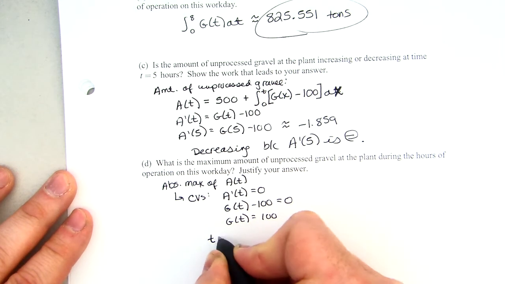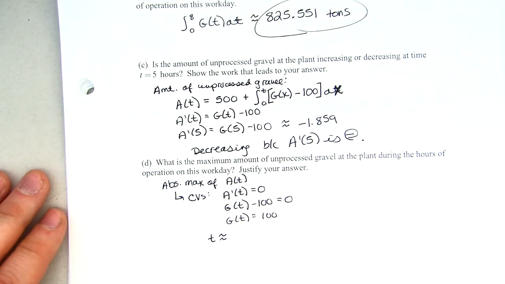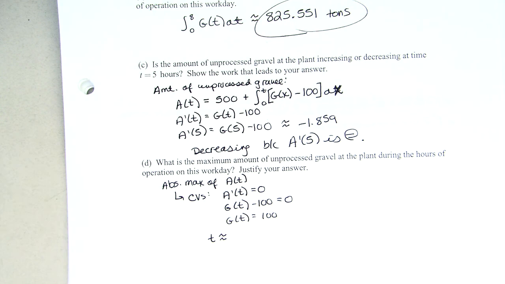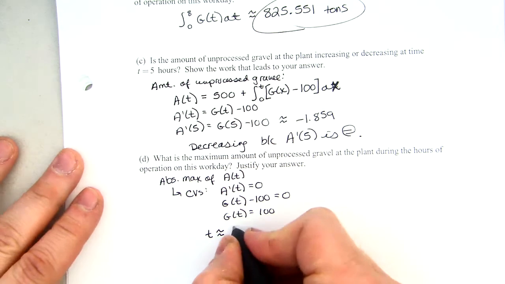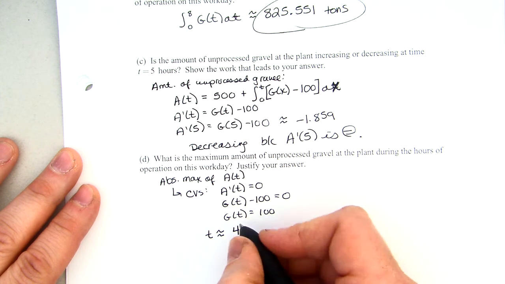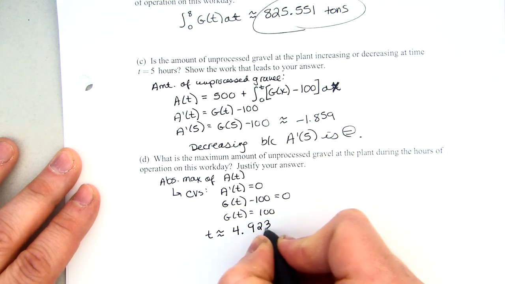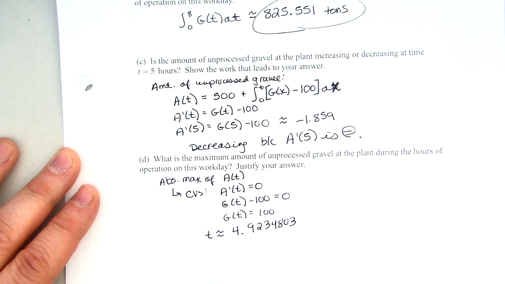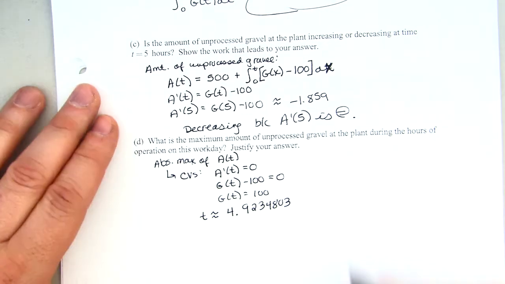I feel like in this case there's only one critical value. You could certainly have more than one though. Does 4.9 something sound about right? 4.9234803 or so. We're going to use Canada's test.